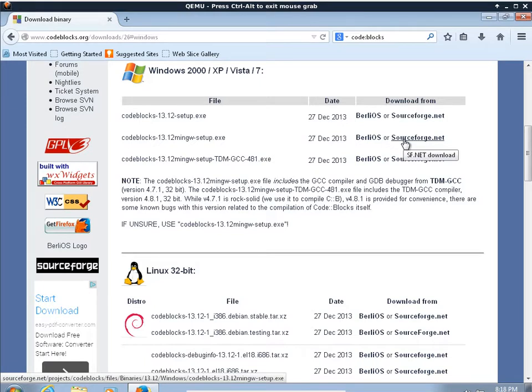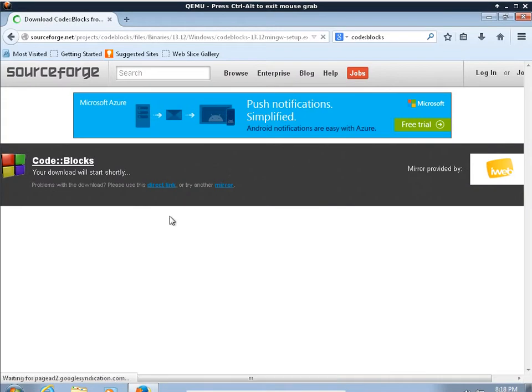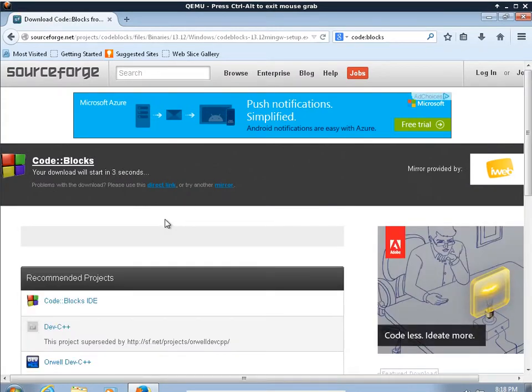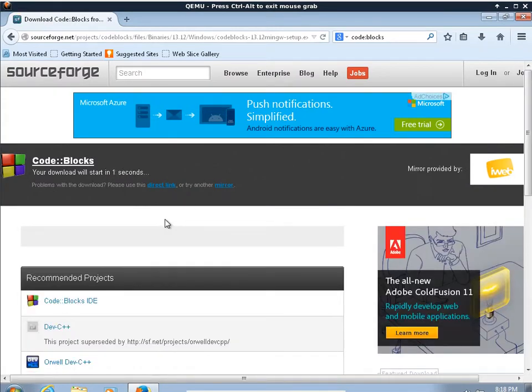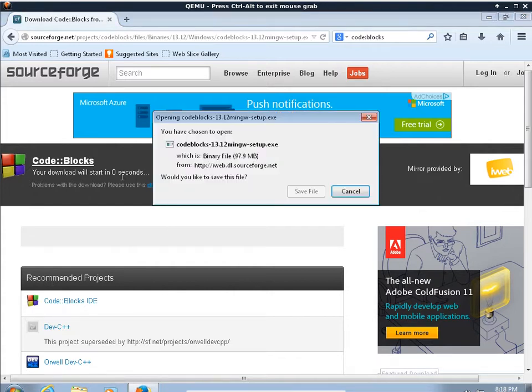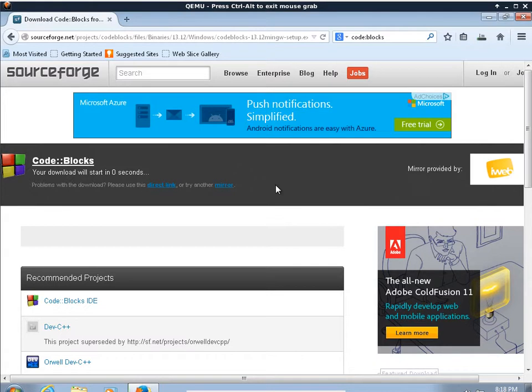The first one doesn't work. Yeah, the first one doesn't work? Okay, so go for the second one, which is the SourceForge method. They just make you wait a few seconds, and you get the executable. Just save it and then install it later.